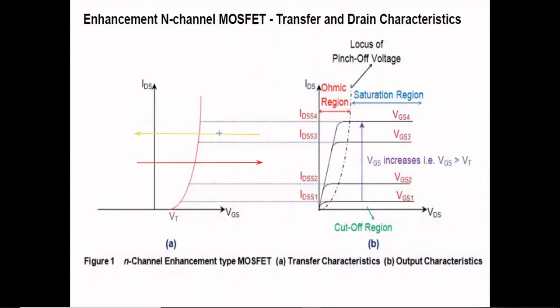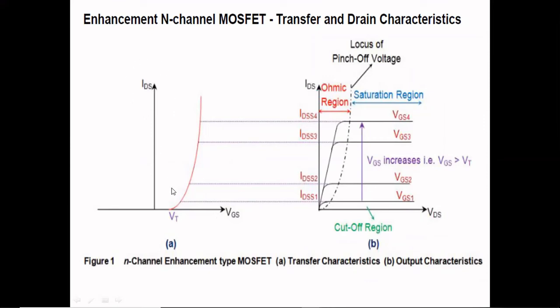So now we'll try to analyze the characteristics of the MOSFET. We have two kinds of characteristics. One is called as transfer characteristics and second one is called as drain characteristics. Transfer characteristics is the plot of my input voltage versus output current. Here input voltage means my gate voltage, whatever gate voltage I'm applying. The current I'm getting is my drain current, that is IDS.